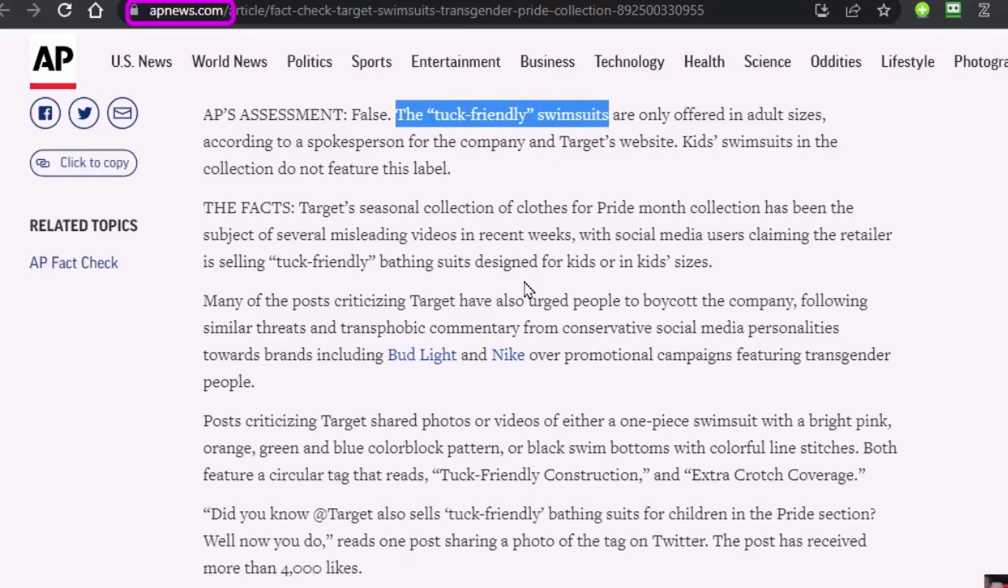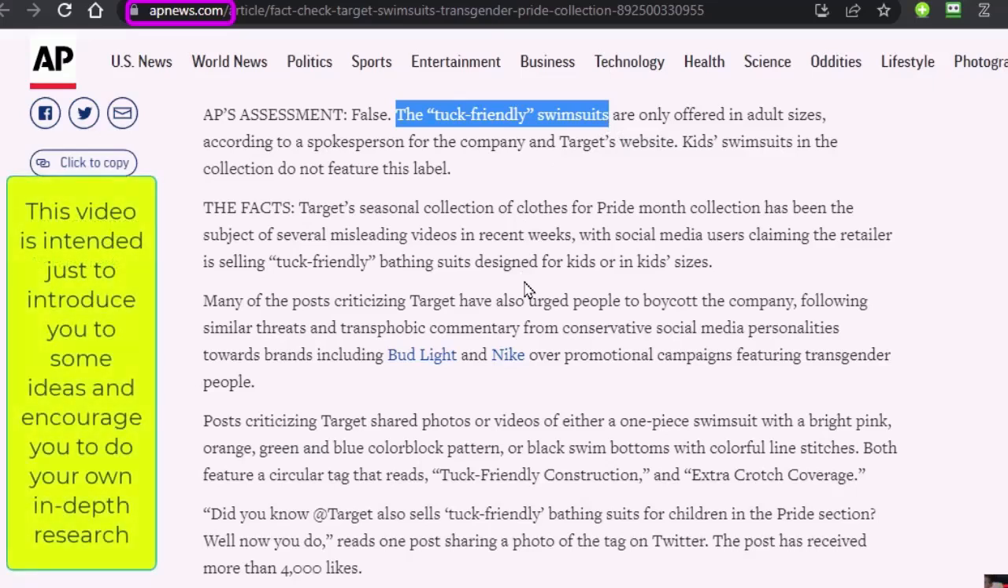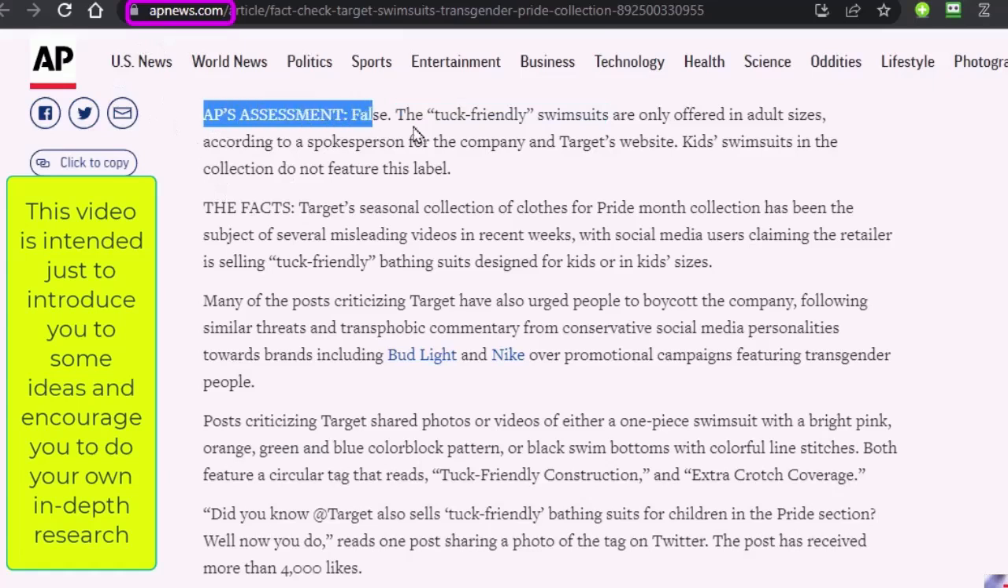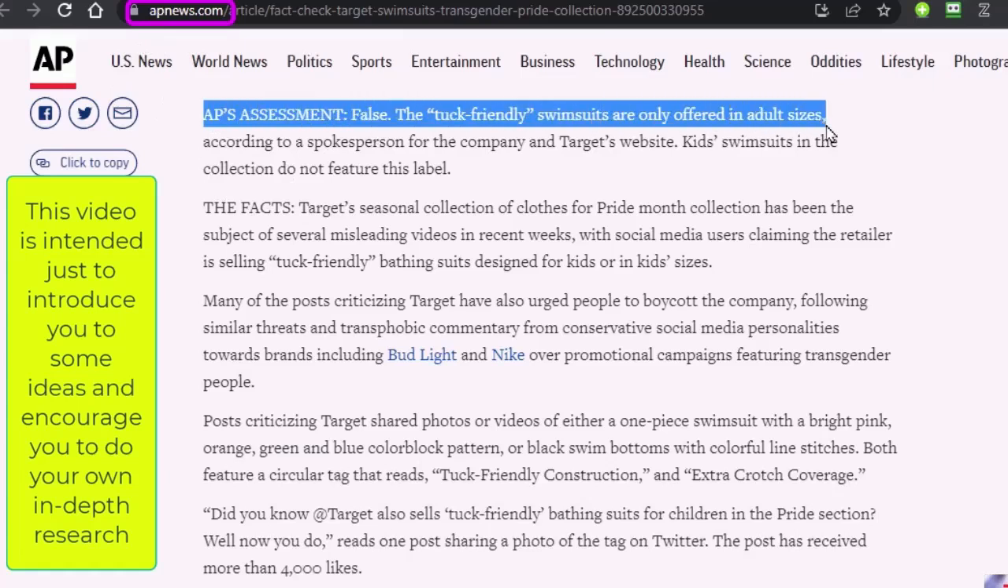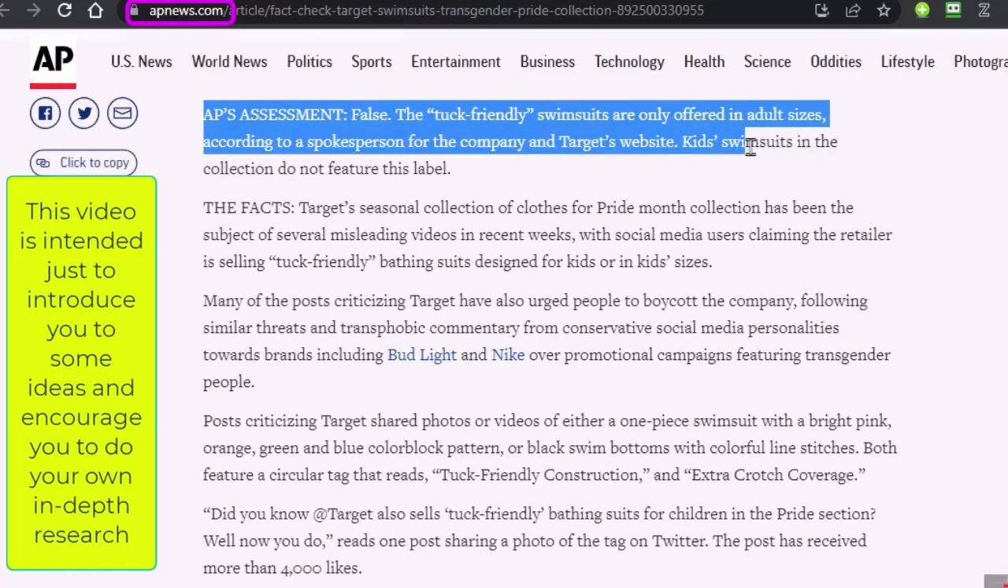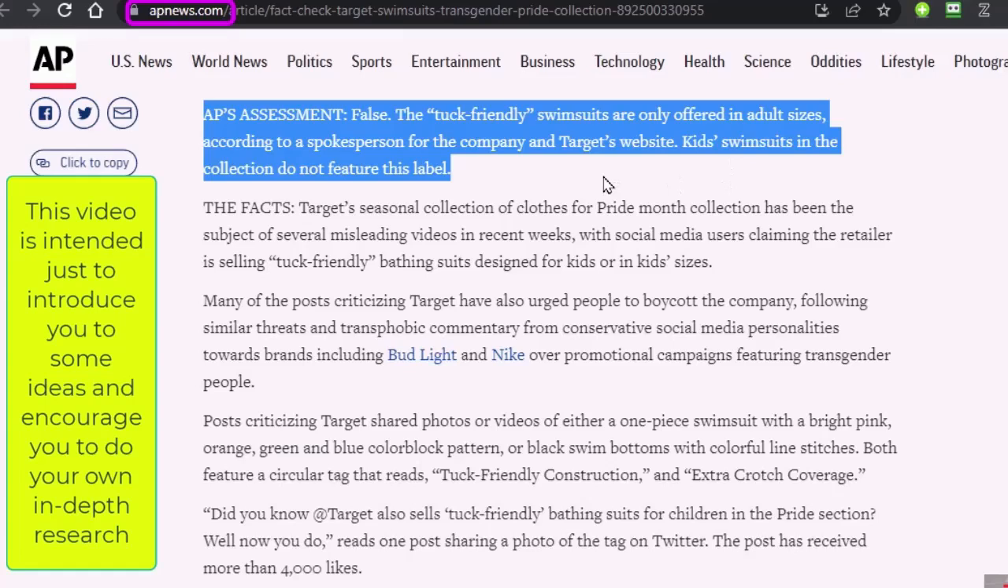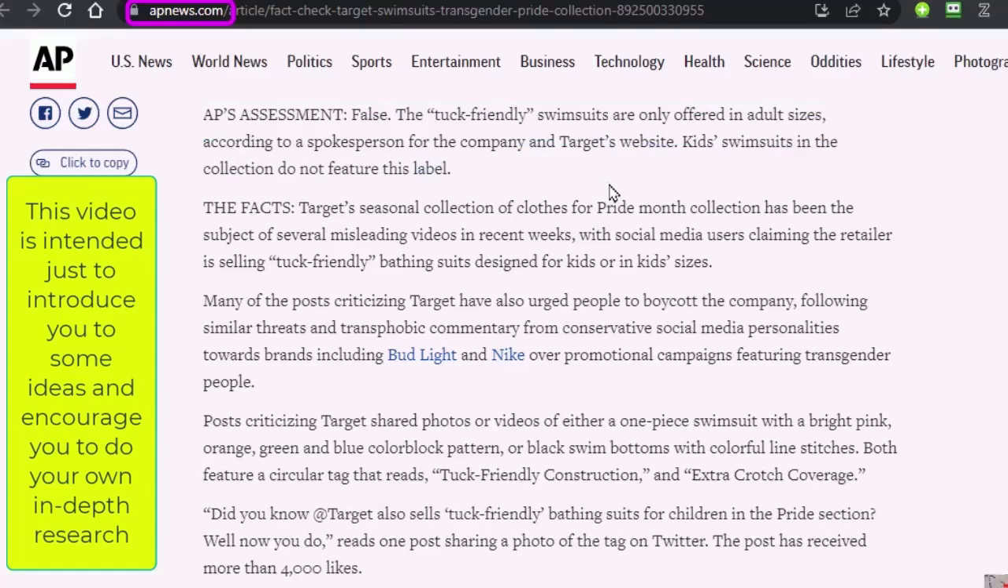And again, this is where you've got to do your research. What I'm sharing with you here, do not take this all as the truth, but it's just a springboard to do your own research. Because here, AP News, they looked into this. They said that's false, that they are only offered in adult sizes, not in children's. And this was spread all over social media, claiming the tuck-friendly swimsuits were available in children's sizes. So very, very important that you really look into the details and not just see something on TikTok, Twitter, YouTube, wherever, and just take it as fact. But do your own research.